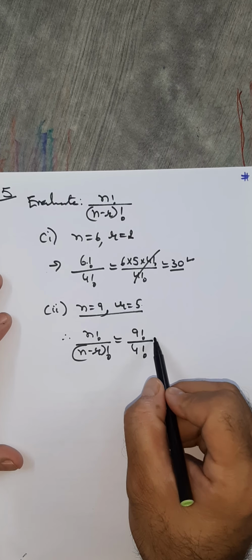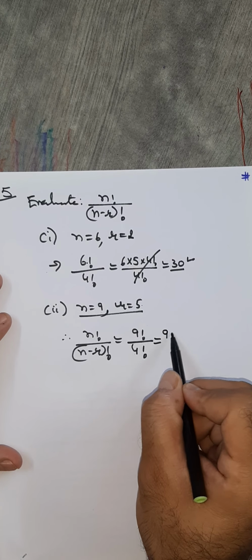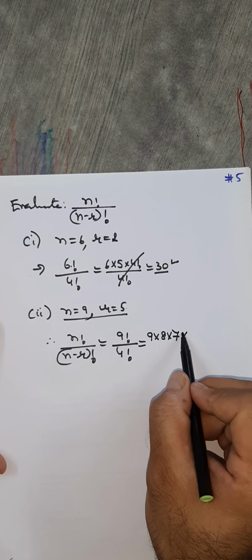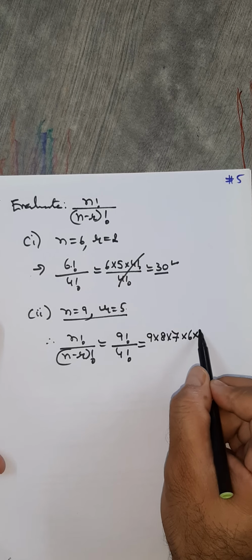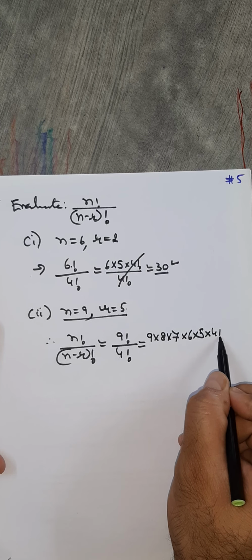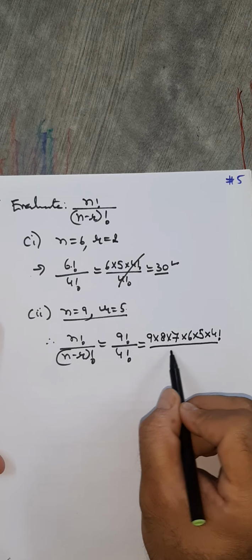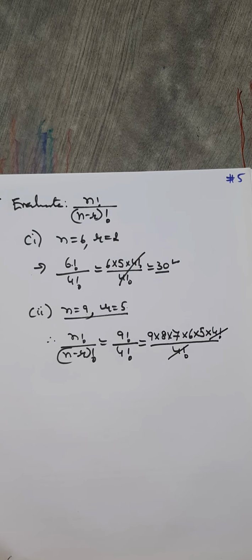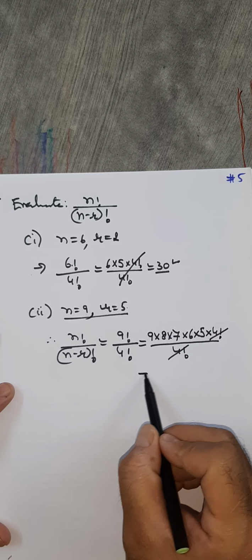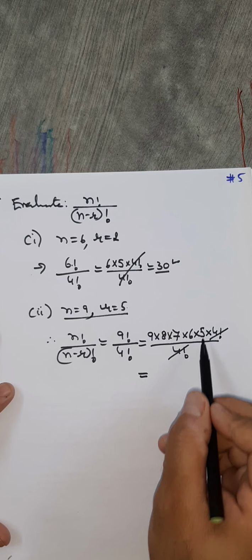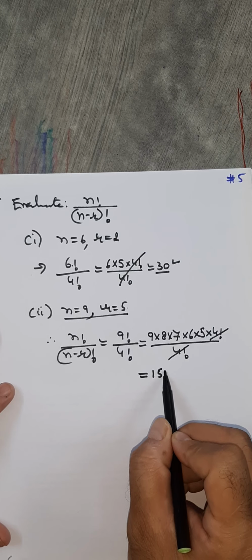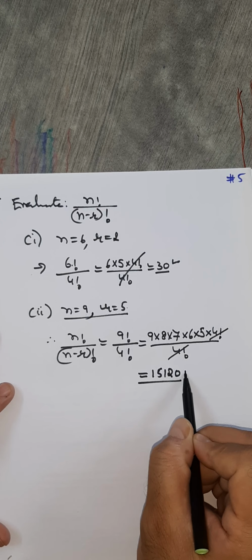So we write 9 factorial in terms of 4 factorial. So 9 into 8 into 7 into 6 into 5. Now you have 4. So we stop and write 4 factorial upon 4 factorial. So this will get cancelled. And if you simplify this product, 9 8 7 6 5, it would be just 15,120. Just simplify, you will realize.